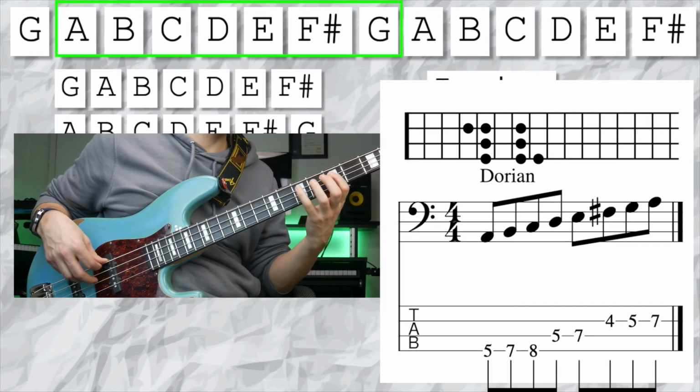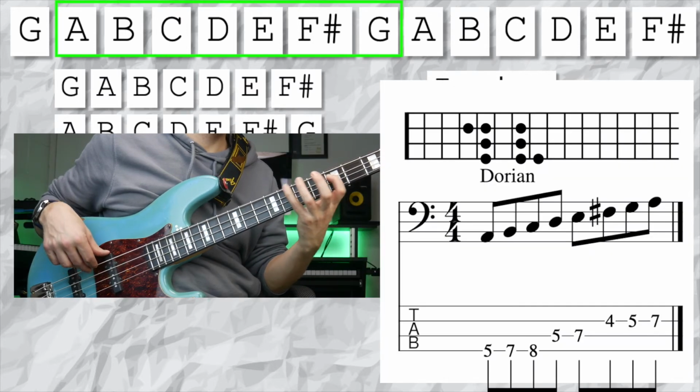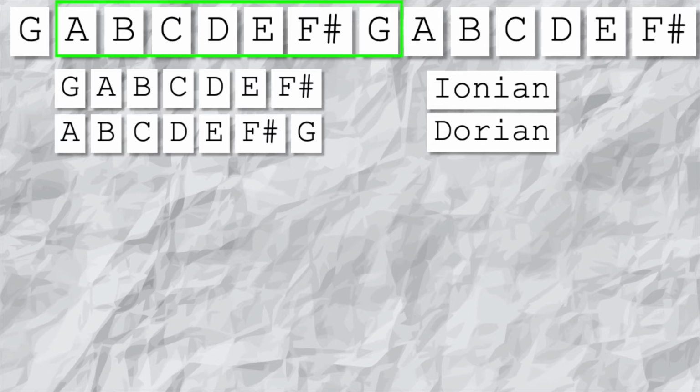If we start on the second note, which is A, and then play the same notes but go one further, so we end on A, then you have the second mode. This is called Dorian. Oh yeah, by the way, they all have weird Greek names which have no logic and are hard to remember, but I'm going to give you something to help with that later on.